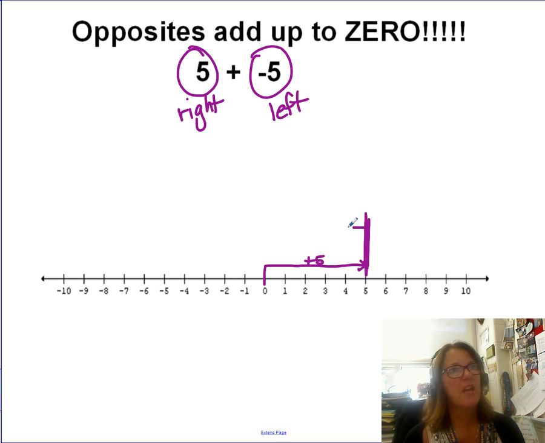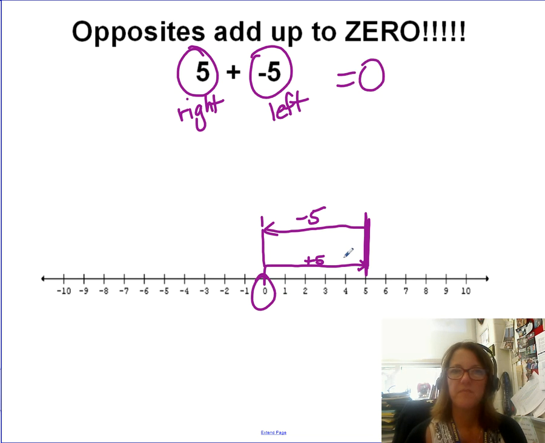And now I'm going to add negative 5. So I've got to go back 1, 2, 3, 4, 5 units to the left. And where do you land? Right here at 0. Okay. I know that on our MCA test, they like to use this number line model. So even if it doesn't make the best sense to you, I want you to be familiar with how to illustrate it on there so you can see what happens.